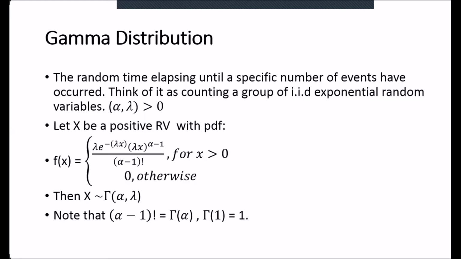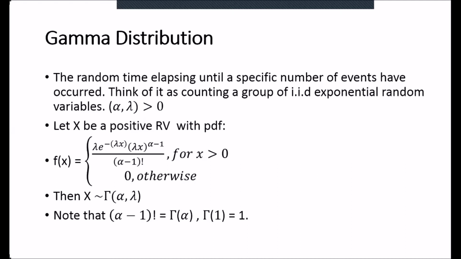So the gamma distribution. The gamma distribution is used to model the random time elapsing until a specific number of events have occurred. Think of it as counting a group of independently identically distributed exponential random variables. Now, we've covered exponential random variables in a previous video of mine. I will put the link in the description if you cannot recall.